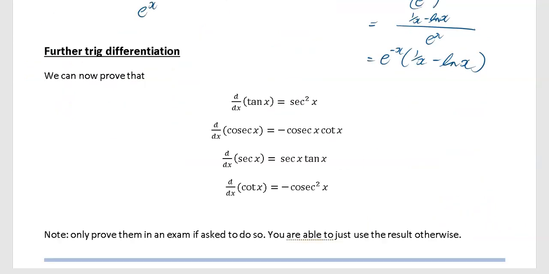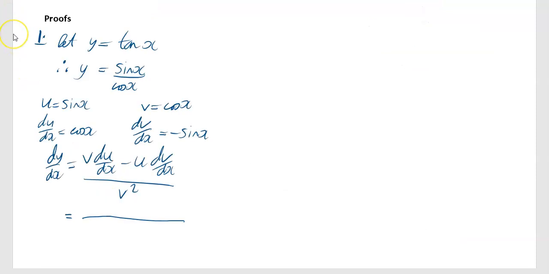Okay, we mentioned these in the previous video where we're looking at differentiating trig, but we're just going to look now how we can prove these things. So you've got tan of x. If you differentiate tan of x, you get sec squared. Differentiate cosec, you get minus cosec cot. Differentiate sec, you get sec tan. Differentiate cot, you get minus cosec squared. And it says, very important here, only prove them in an exam if asked to do so. You're able to just use the results otherwise. Okay, we're going to look at the proofs of these now, and then look at how we can apply them in questions. Okay, the first one we're going to prove is the derivative of tan x.